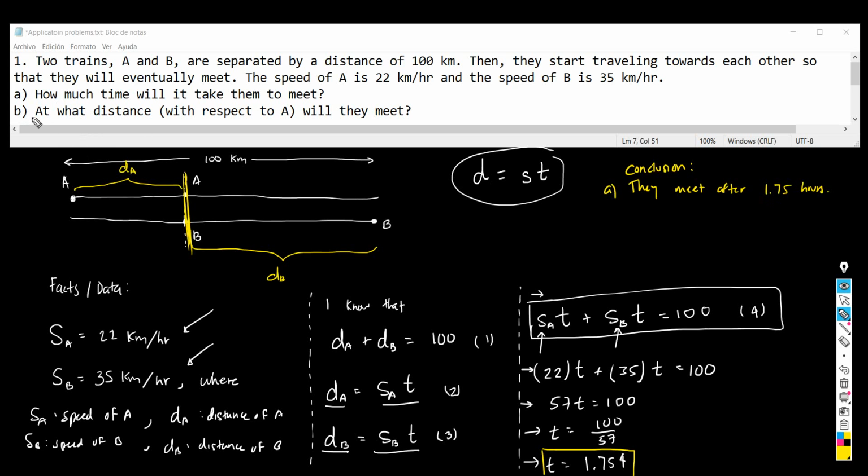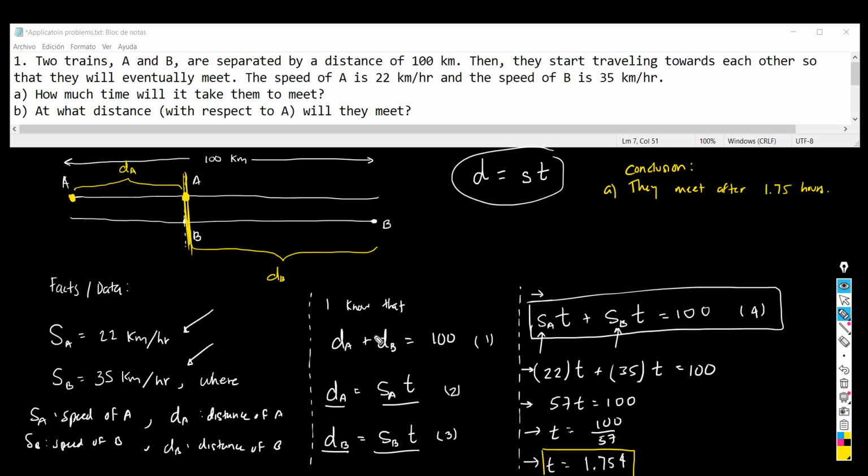Now, exercise B, they ask me at what distance with respect to A will they meet. So this was where A was. Okay, this is the starting point of A. So at what distance from A will they meet? Basically, they're asking me for the distance traveled by A, you see? Because they meet right here, and A was right here at the beginning. So with respect to A, they will meet at this distance, which is dA.